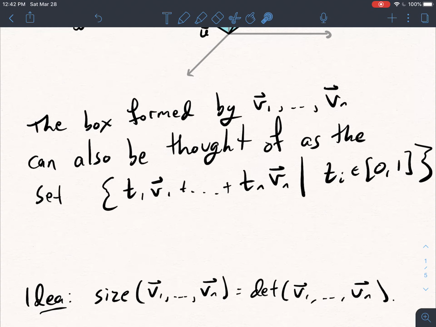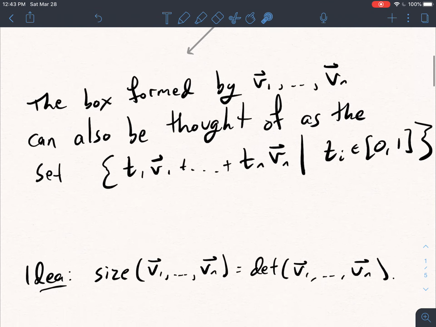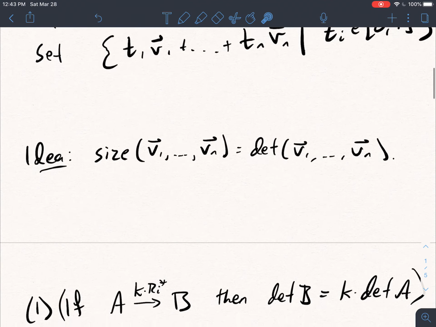By the way, it doesn't matter if you use v1 through vn, the vectors, as columns or as rows, because the determinant of both of those matrices that you get by interpreting v1 through vn as rows or columns would just be transposes of each other, and the determinant of a matrix and the determinant of its transpose are equal, as we talked about previously.